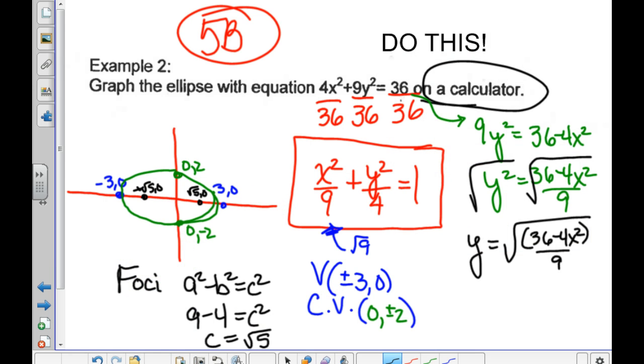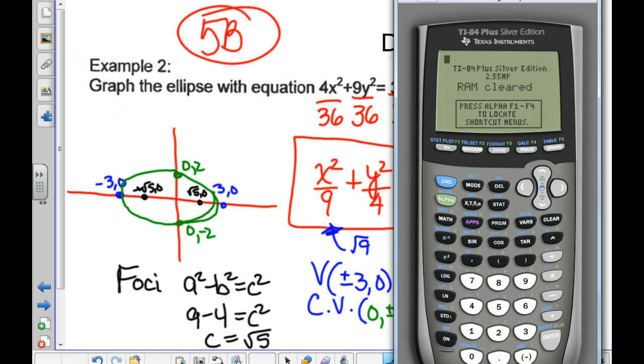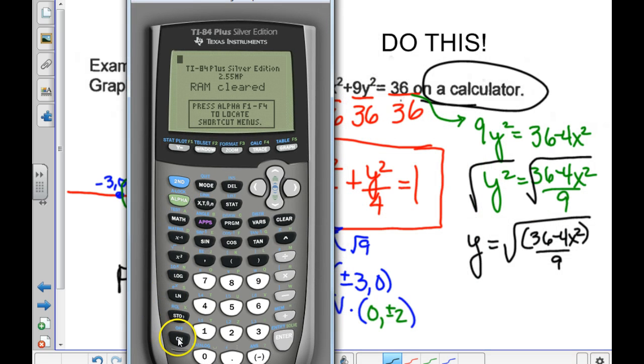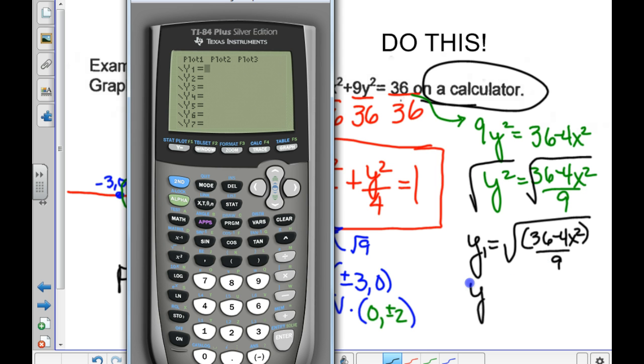Oh, somebody's way ahead of me got half of it. Why did you only get half of it? Somebody said it. You can't get negative under the square root. Yeah, it has to do with you can't get negative under the square root, Caleb said. So we need to do in y2, does anybody know what we need to do? When we square rooted, we should have done plus or minus. So in y sub 2, if you want to see the whole thing, you're going to have to do negative square root of 36 minus 4x squared over 9.